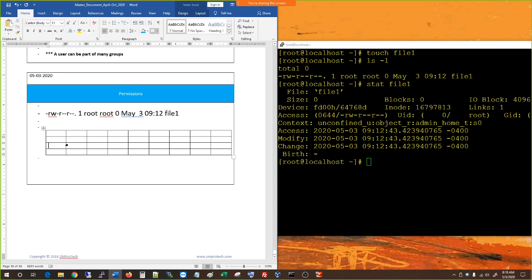So the very first block is R, W, R, then R, W, R, then R, W, R.